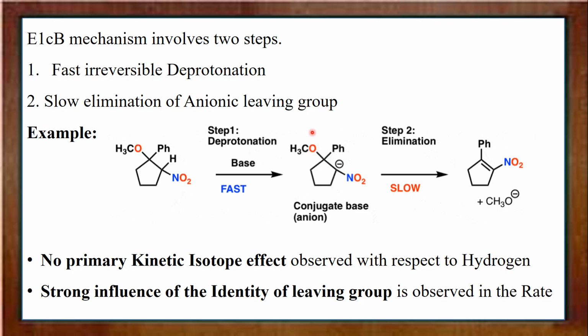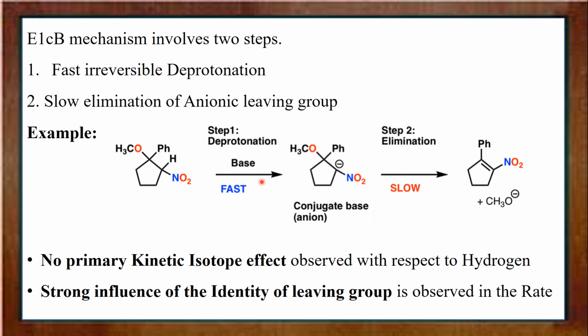Therefore, this is a unimolecular elimination. But it is taking place through the conjugate base of the substrate. Therefore, this is called E1CB. The minus carbanion is making a bond here, pushing the methoxide out, and it makes a double bond here. So this is one good example for the E1CB mechanism.